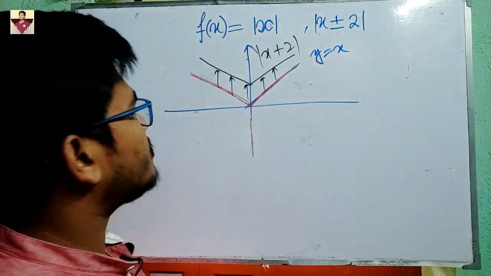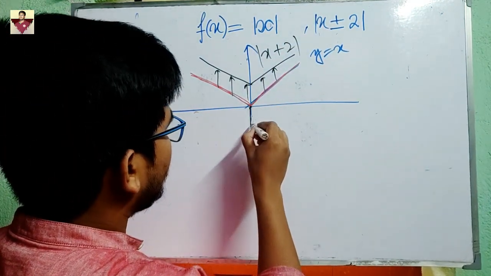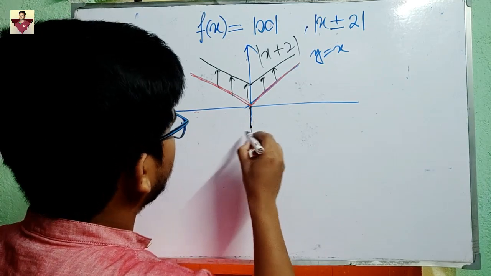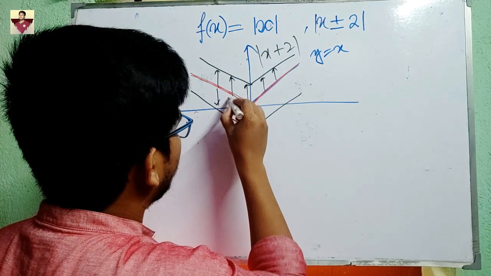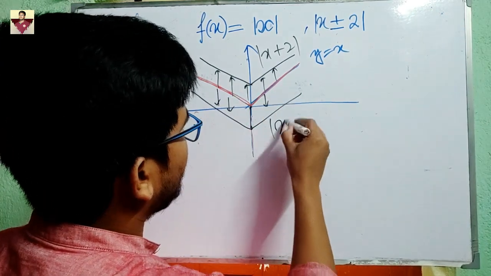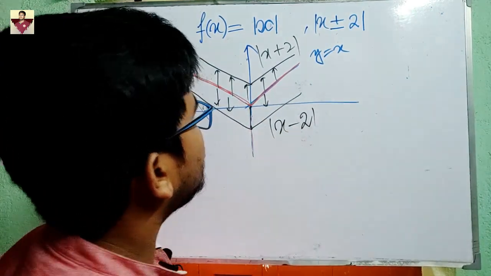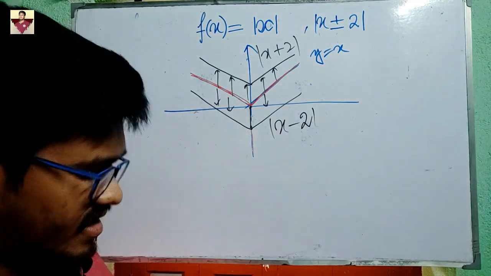And similarly for x minus 2, then this origin will be shifted to our origin which is starting from minus 2. So this is the only thing you need to consider. So this is for modulus of ax minus 2. So this is the mod function.